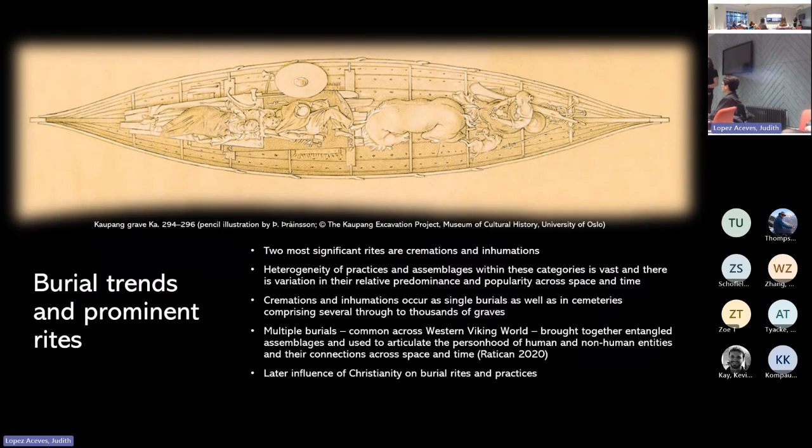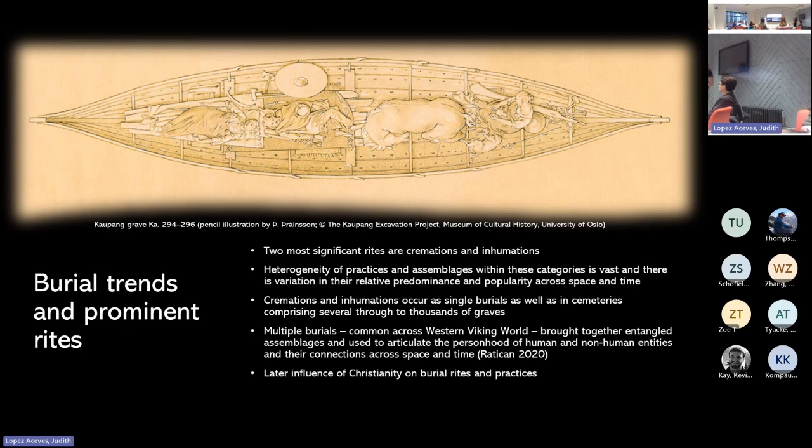We'll move on to what were burial trends and prominent rites. So the two most significant rites are cremations and inhumations. There's a heterogeneity of practices and assemblages, and this varies across space and time. They occur in single burials, cemeteries, as I've said before, and multiple burials is a very unique and challenging practice.